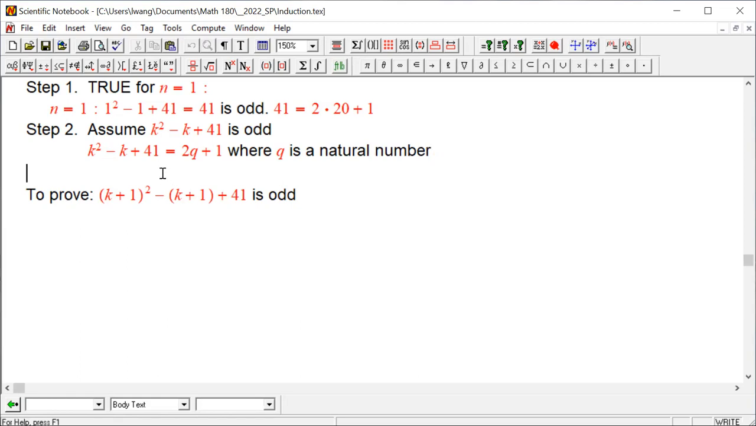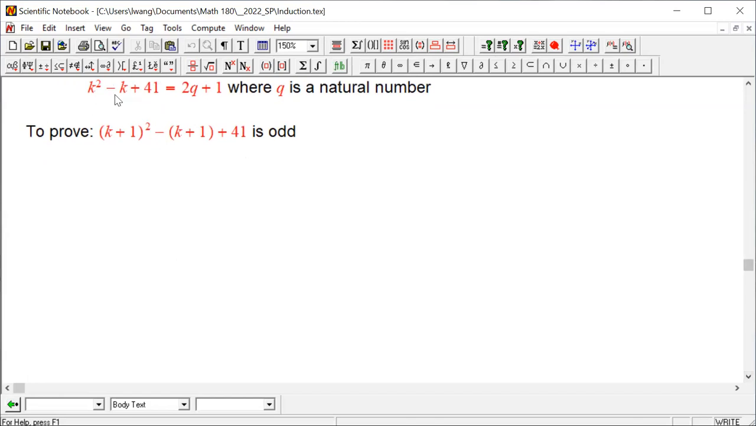It's there, and then we're going to leave some space to maneuver. k squared minus k plus 41 equals 2 times q plus 1. I'm leaving some space just in case we need to do some maneuvering. For example, I can subtract 41 on both sides, but it depends on what I'm getting. So I'm going to work on this expression to see what I would need from here in any case.